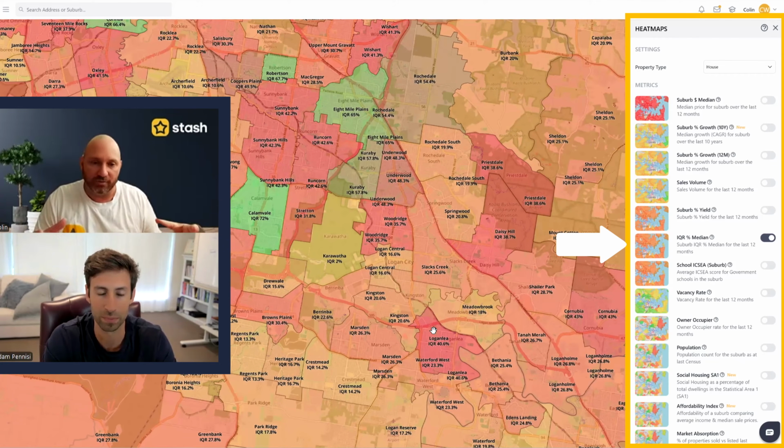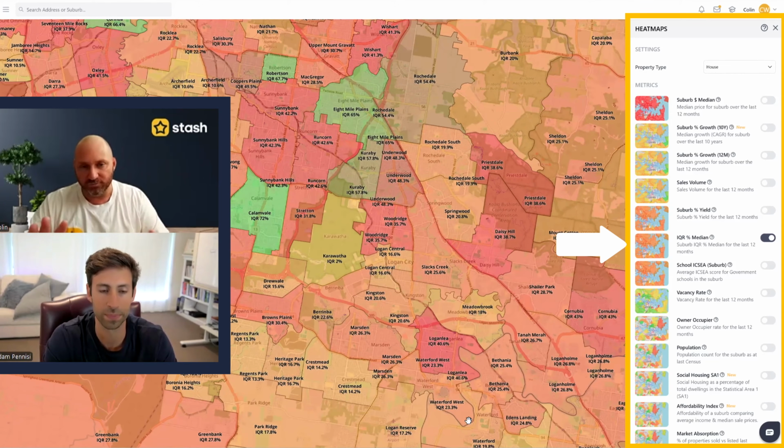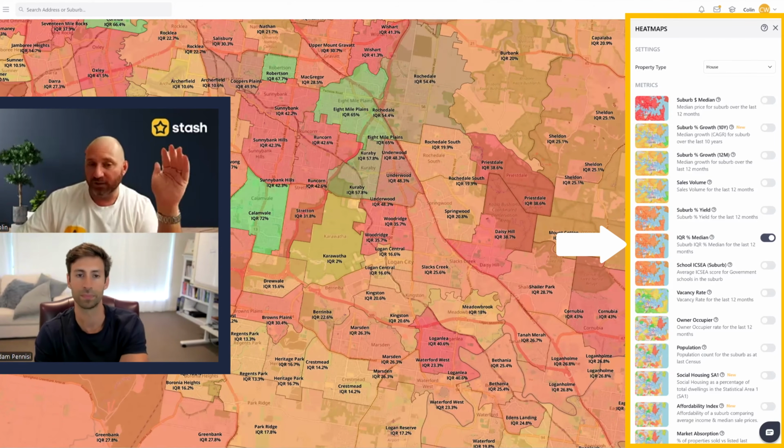Not a lot of room for renovation potential versus some of the older suburbs, which are going to have that bigger net. So it's just a really good way, if you're not familiar, if you're buying interstate, of seeing different markets, particularly if renovation is your game.